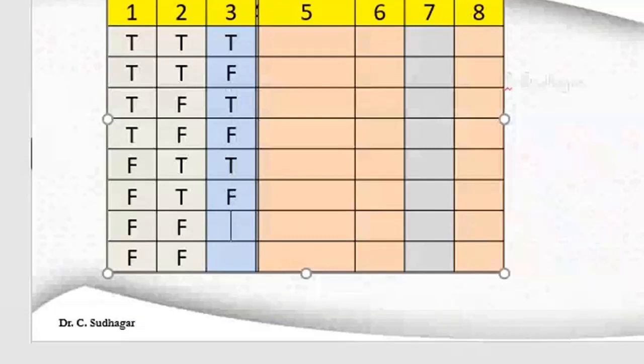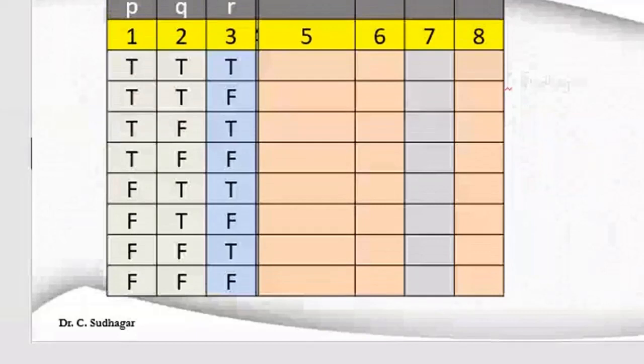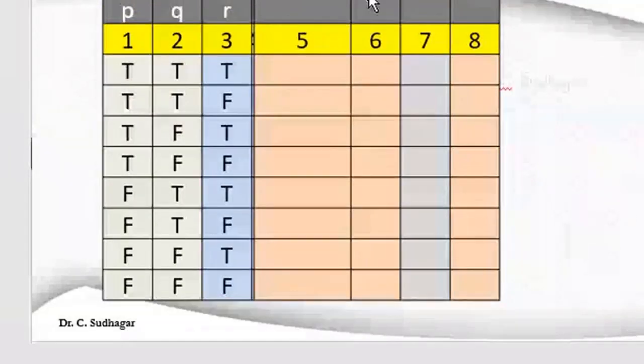TF, TF. Okay, so this is how we can fill up the columns very easily, so that you will not mix up the elements, you will not repeat any combinations, and you will not leave any combinations. So this is an easy method to write the combinations of P, Q, R.